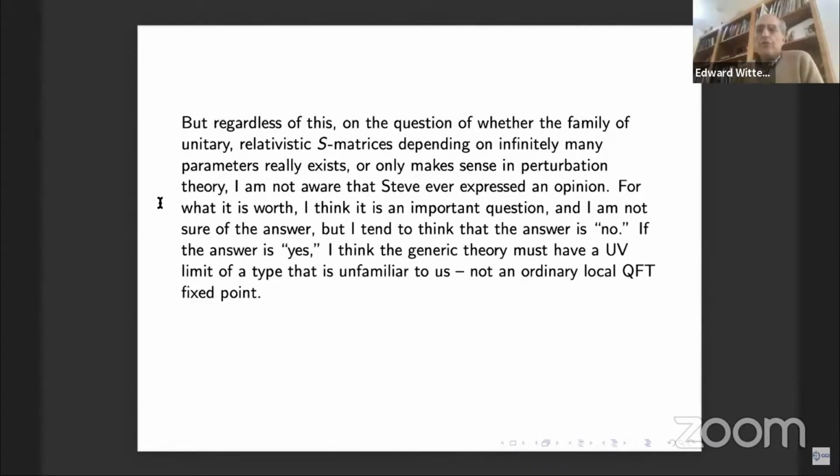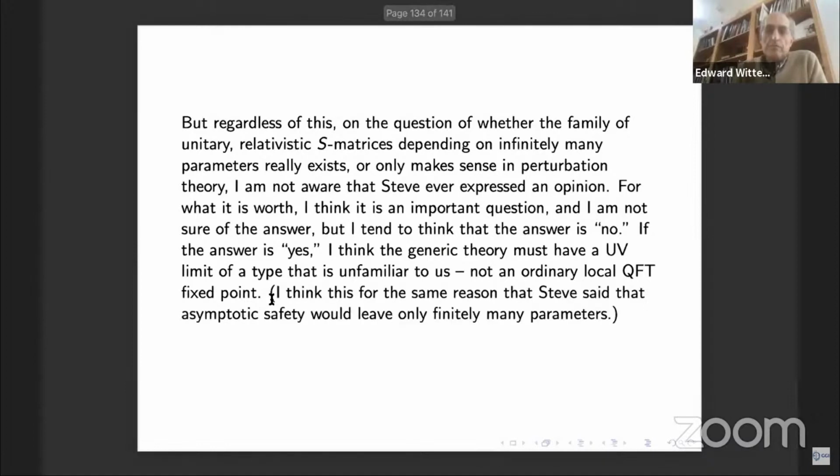If the answer is yes, I don't think it will be because there is a universal fixed point that has all the infinitely many parameters as relevant operators. I think it's more likely that the generic theory has a UV limit of a type unfamiliar to us, not the ordinary local quantum field theory fixed point. So I guess the answer is no, but if it's yes, I think there's something in the ultraviolet that we really don't understand. That's the ultraviolet of a generic theory in this family. So I think that for the same reason Steve said that asymptotic safety would leave only finitely many parameters.